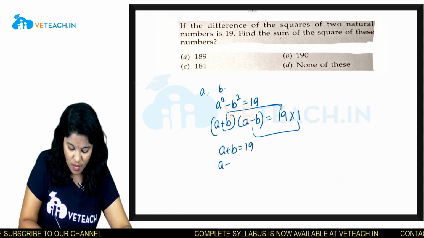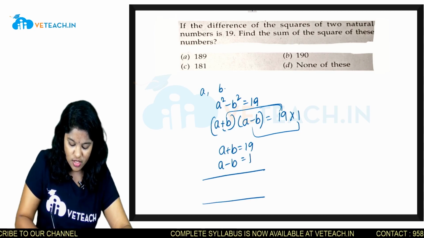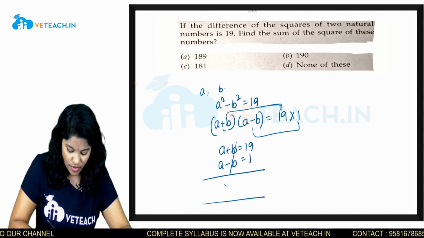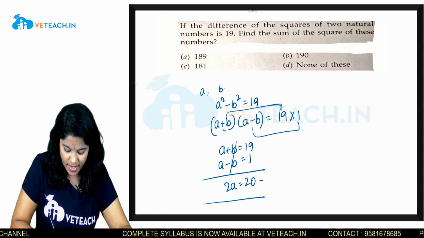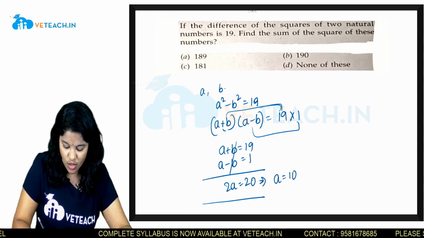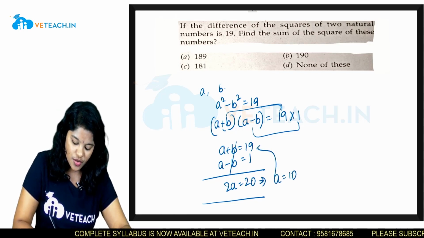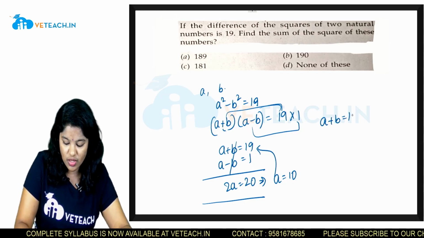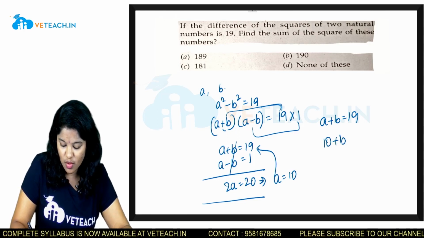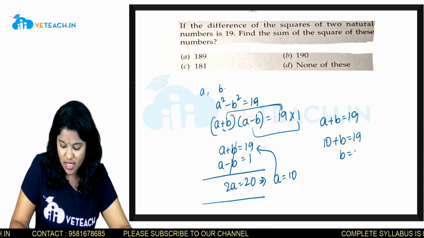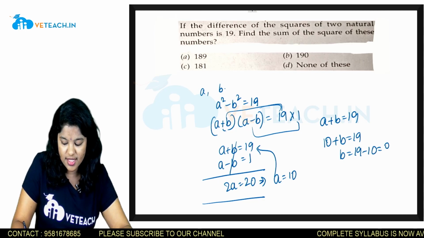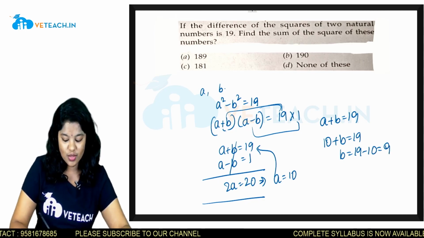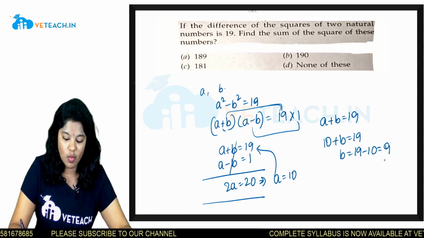19, A minus B is equal to 1. So when we add these both, we will get 2A is equal to 20. That implies A is equal to 10. Now substitute A equal to 10 in any of the equations. In A plus B equal to 19, 10 plus B is equal to 19. B is equal to 19 minus 10, that is nothing but 9. So A is equal to 10 and B is equal to 9.